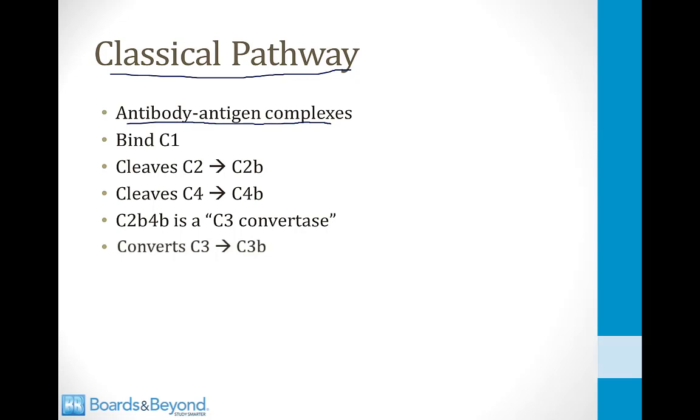Some antigen-antibody complexes can bind a complement protein called C1. We'll talk more about C1 in a minute. But C1 can cleave C2 into C2b, and it can cleave C4 into C4b. And then once again, just like in the lectin pathway, C2b-C4b can become a C3 convertase, and in this way it can convert C3 into C3b, and from there you can go on to kill bacteria.